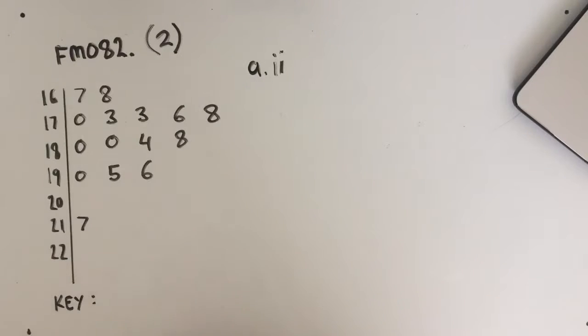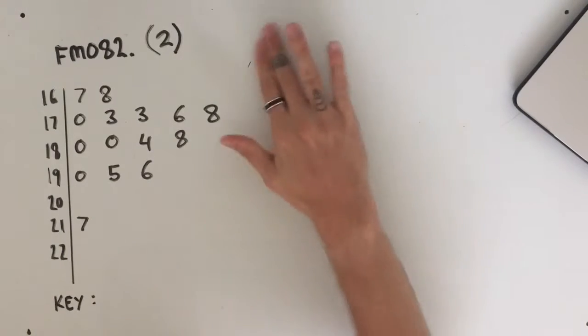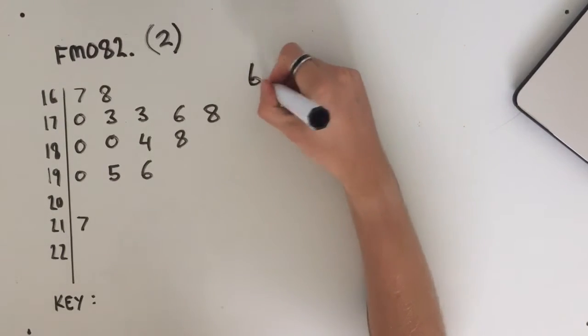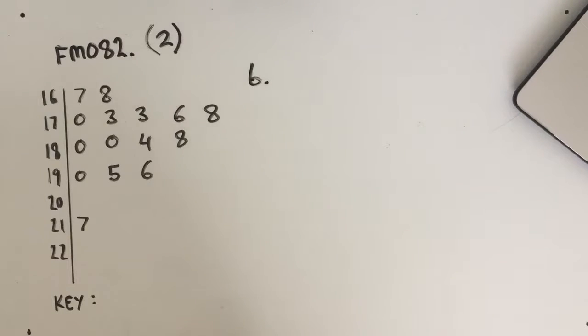Hey guys, welcome to part 2 of question FM082 of the Further Maths Sharpened Study Guide. Continuing on from the previous part of this question, the stem plot in this figure shows the distribution of the average age in years of women when they first enjoyed coffee in 15 towns. So this is now question B. For these towns, determine the interquartile range for the average age of women when they first enjoyed coffee.